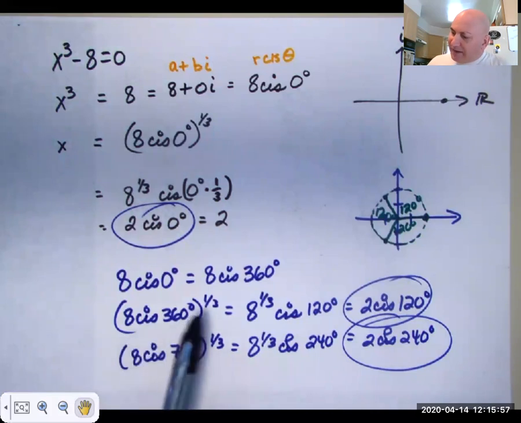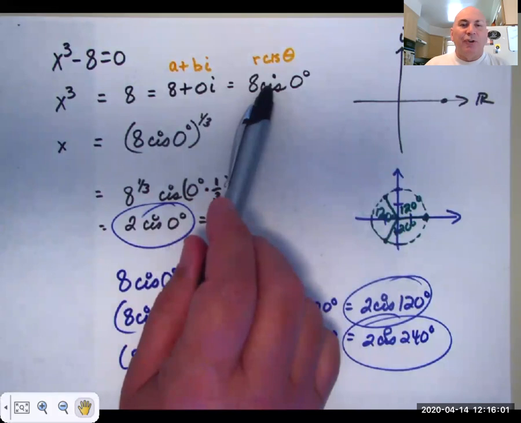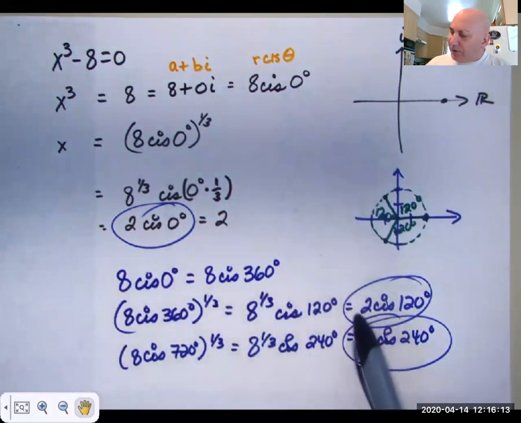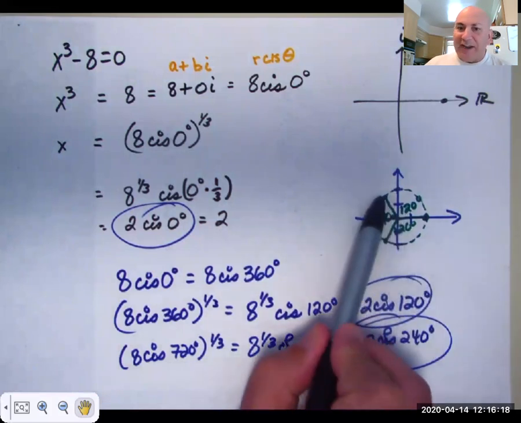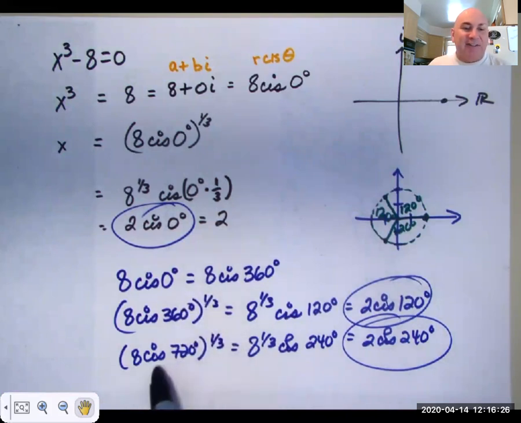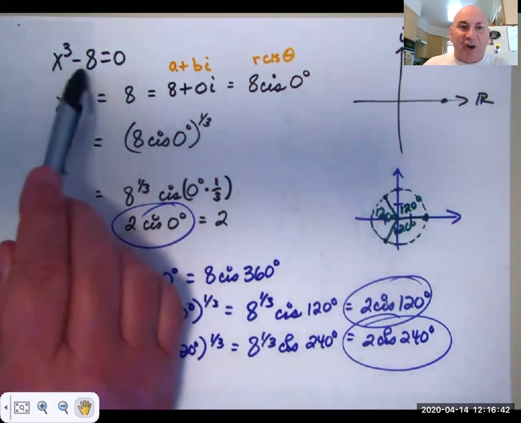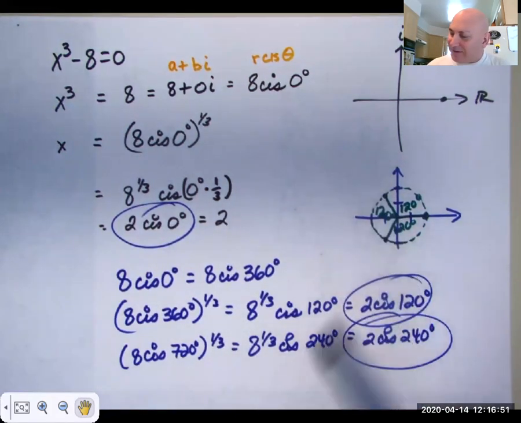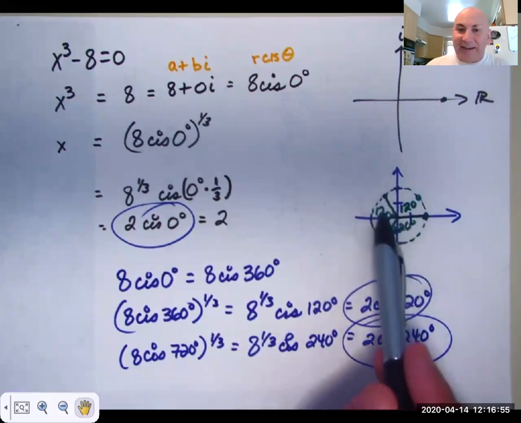But let's see. What if, instead of 8 cis 0 degrees, would you agree with me that that's the same as 8 cis 360 degrees? You FOIL it out, you still get 8. But when you deploy De Moivre's theorem to it, you end up with 2 cis 120 degrees, which is right here. And I hope now you'd agree that adding another 360, we'd still get 8. So 8 cis 720 degrees raised to the 1/3. That is going to be 2 cis 240 degrees, which is down here. Also note that since this polynomial has all real coefficients, our imaginary roots are complex conjugates. a plus bi and a minus bi.